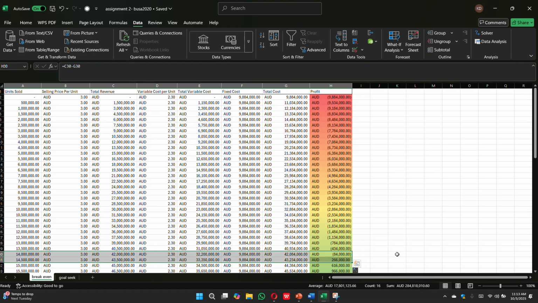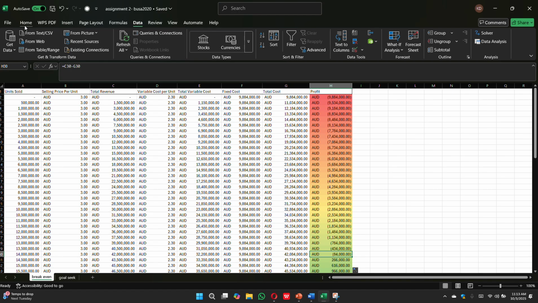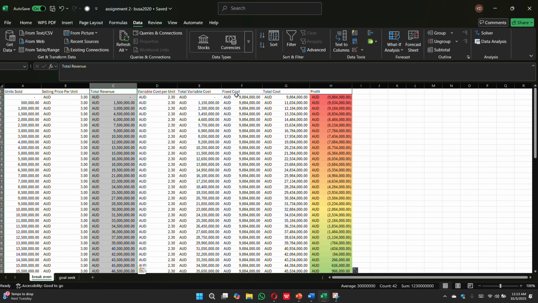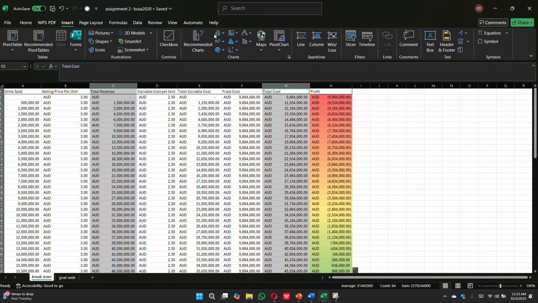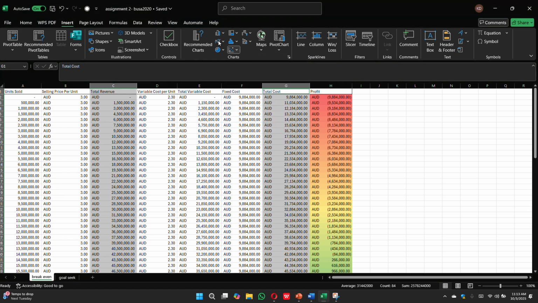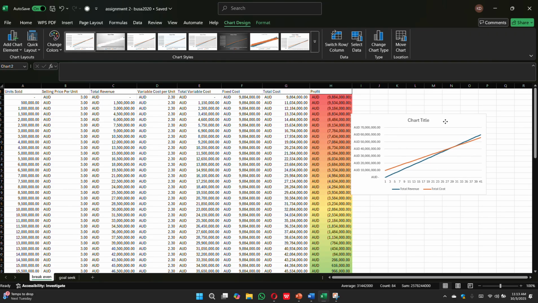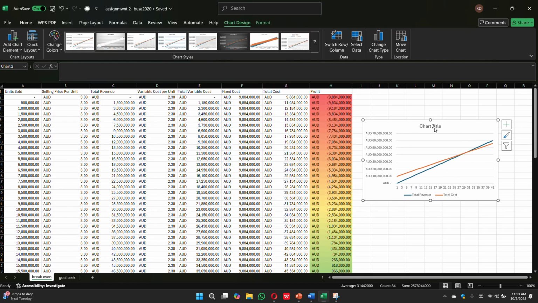So we can also show this in the graph. Let me make that for you guys. Let me select total revenue, control, total cost. Insert, direct line. So this would be our break-even chart, where you can see it's over here.